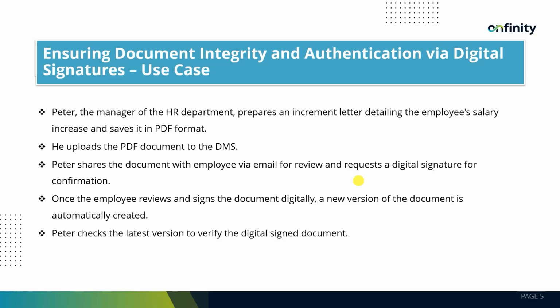When the employee signs the document, the DMS automatically creates this as a new version of the same document, keeping the original unsigned version as well. Finally, Peter checks the latest version in the DMS to make sure the document has been digitally signed by the employee. So, now we will understand the process of digital signature and the impact of digital signatures on the document in more detail by navigating to the Onfinity system.